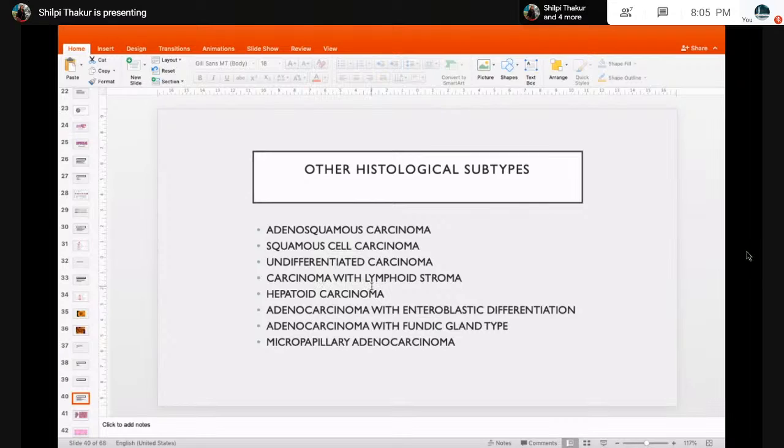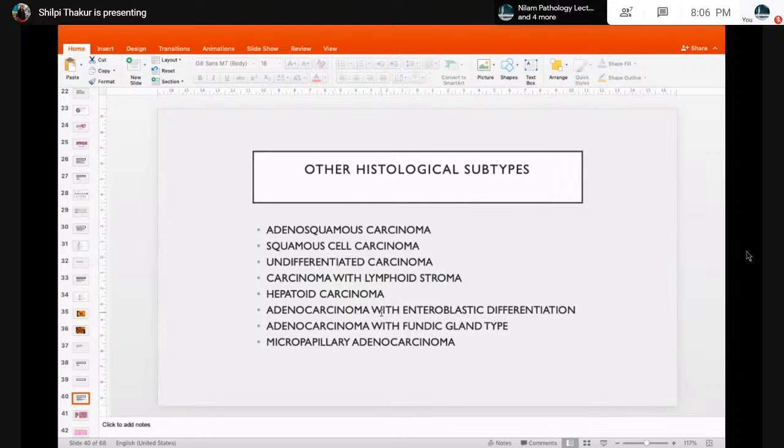Now, carcinoma with lymphoid stroma. It has a better prognosis, and this is mostly associated with the Epstein-Barr virus, EBV. The hepatoid carcinoma will have large cytoplasm and prominent nucleoli, similar to the hepatic parenchyma, and it can also produce AFP. So alpha fetoprotein levels will be high in hepatoid carcinoma of the stomach.